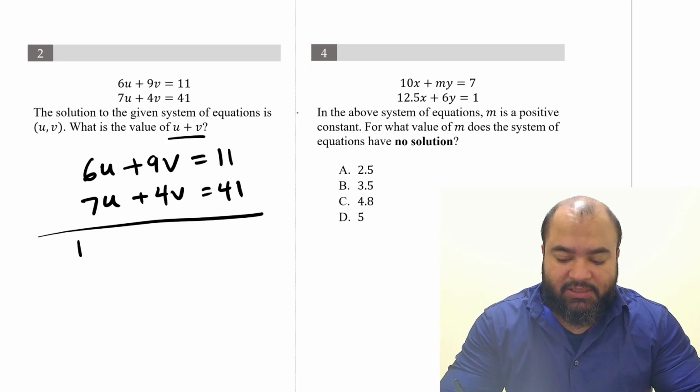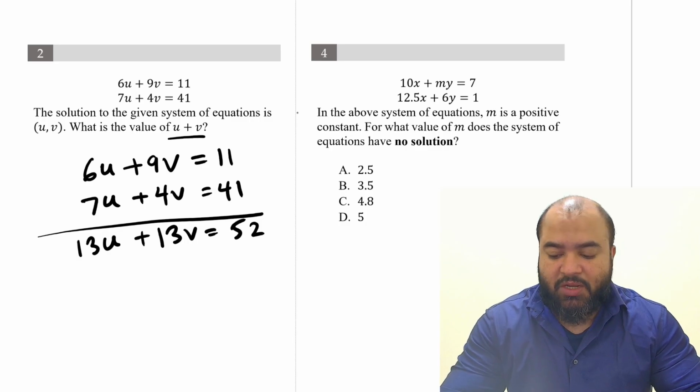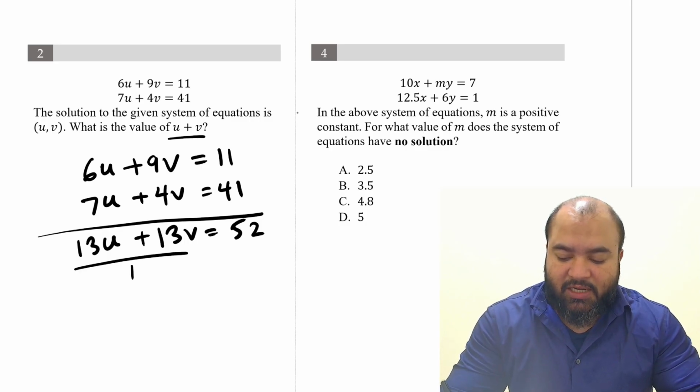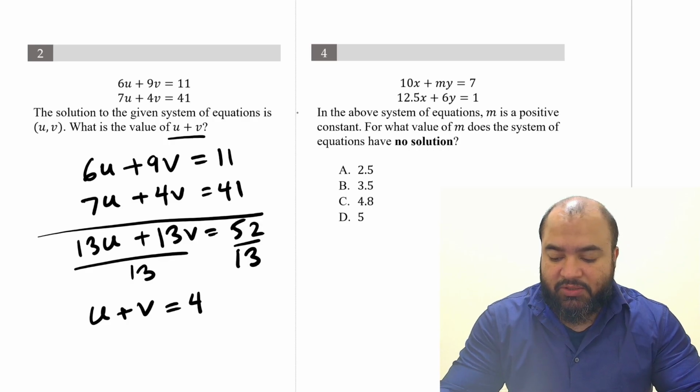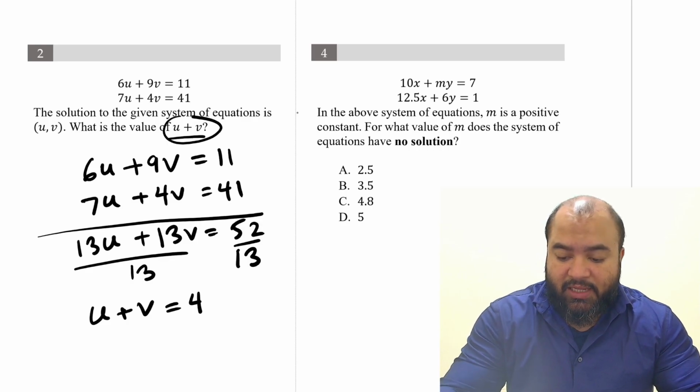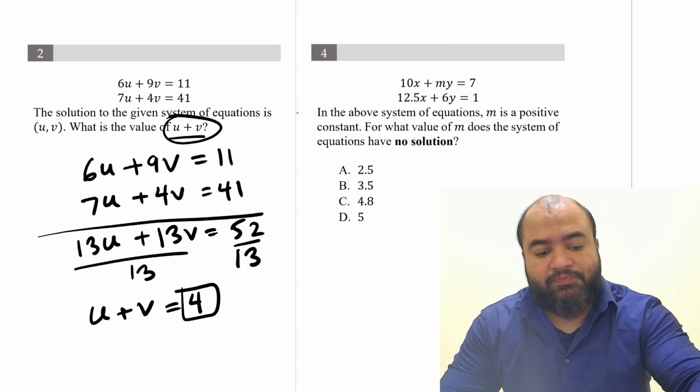For example, this is 13u plus 13v equals 52. Now what you can do is divide both sides by 13. The benefit is you get u plus v equals 4. So if you use the calculator, we get the answer 4.